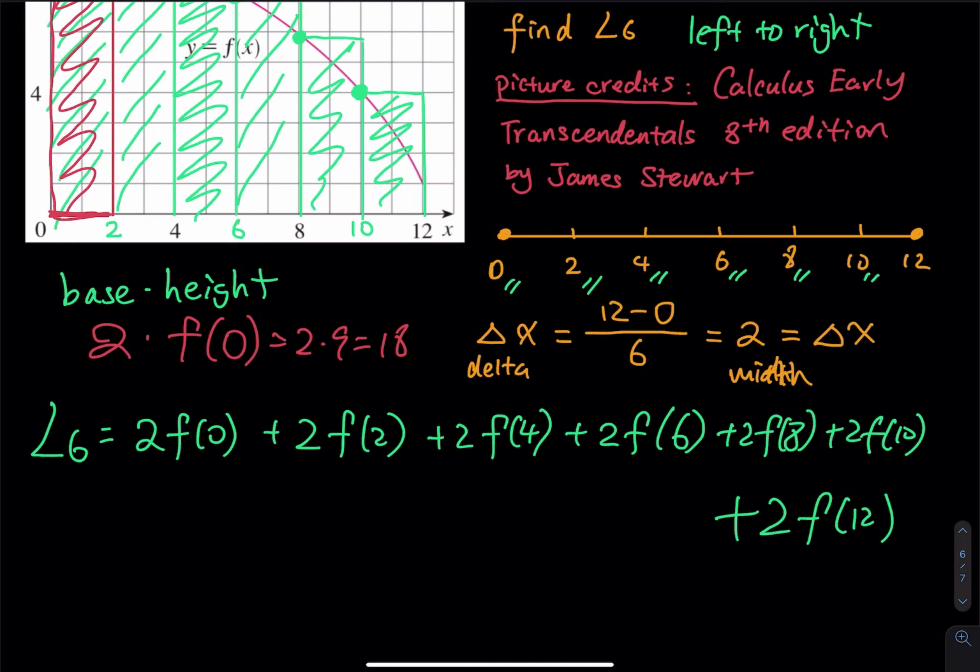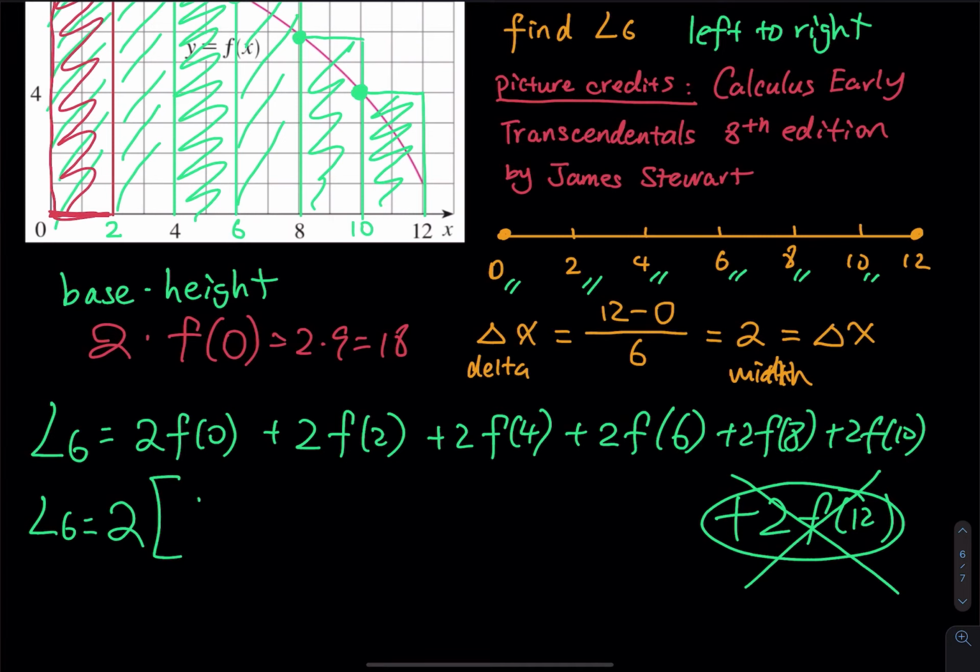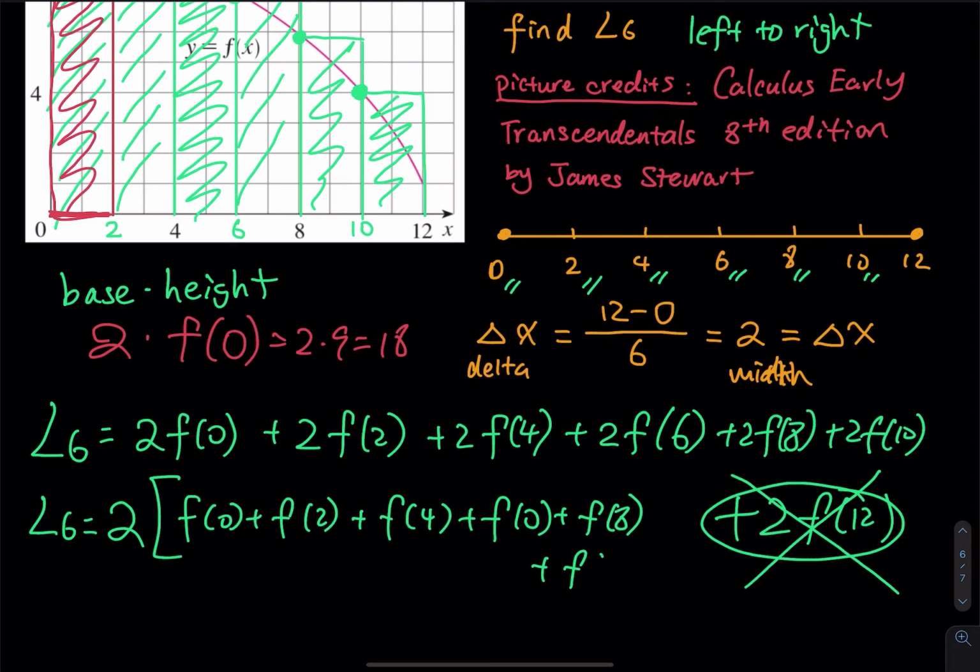So get rid of that. We do not need this. Get rid of it. Okay, so there is another way to write it. Depends on which textbook you use. Some textbooks factor out the 2, and then they put the f of 0, the f of 2, and then the f of 4, 6, 8 inside a square bracket. And then don't forget f of 10.